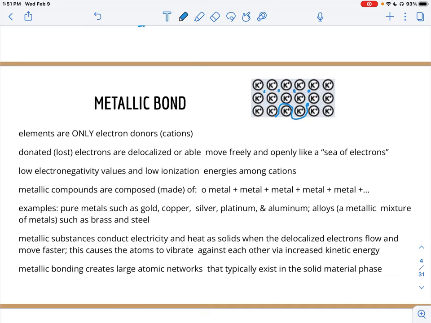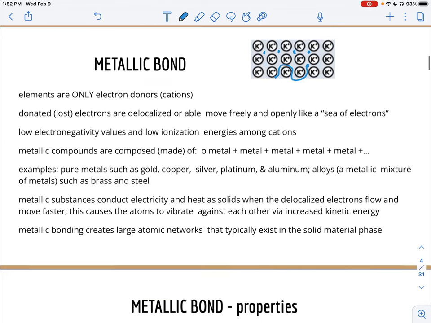Okay? And metal compounds are made up of the same metal over and over again. Okay? They are pure substances. Alloys are going to be a mixture. Okay, so when we say gold, copper, silver, we're talking about the pure substances, but alloys we'll get into in a few minutes. They do conduct electricity and heat because the delocalized electrons will flow, so you don't need to do anything to them to get them to conduct electricity and heat, unlike ionic compounds, which we'll get to in a minute. Okay, and then metallic bonding creates large atomic networks.